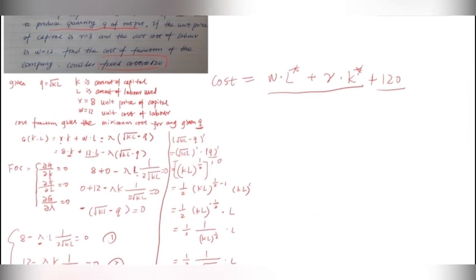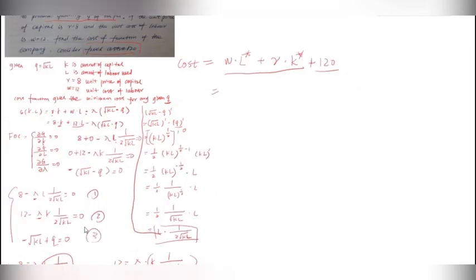W times L plus R times K plus 120 fixed cost. So this is the variable cost, this is the fixed cost, and together they equal the total cost. This is the formula for the cost function. So W is 12 times L plus R is 8 times K plus 120.